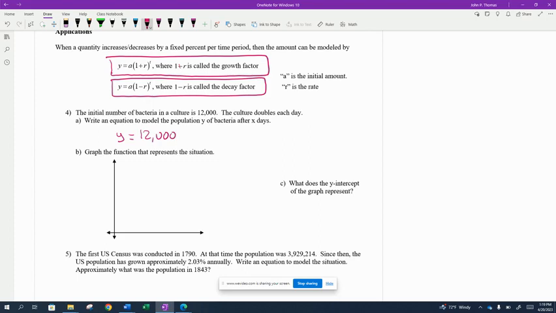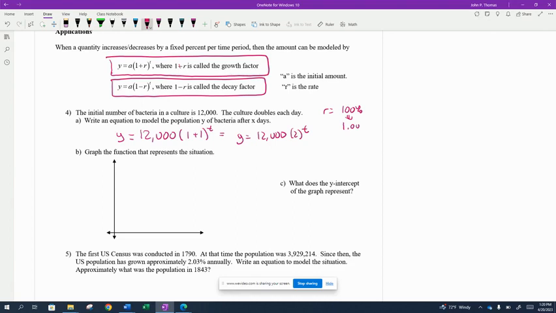Then it says it doubles each day. That means every single day we're having 100% increase. So my r is 100%, but then we have to shift that from percents to just a regular number. So it's really 1.00. So I get parentheses, 1 plus 1 raised to the t. Now I'm going to clean that up. y equals 12,000 times 2 to the t.